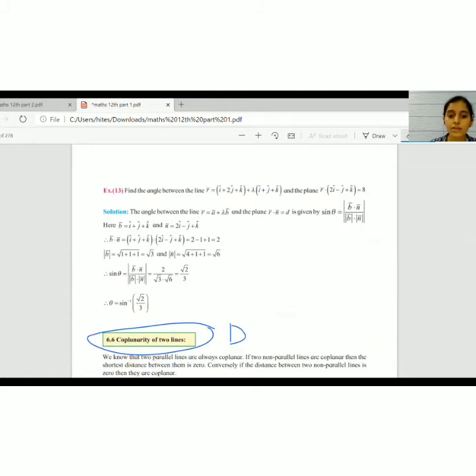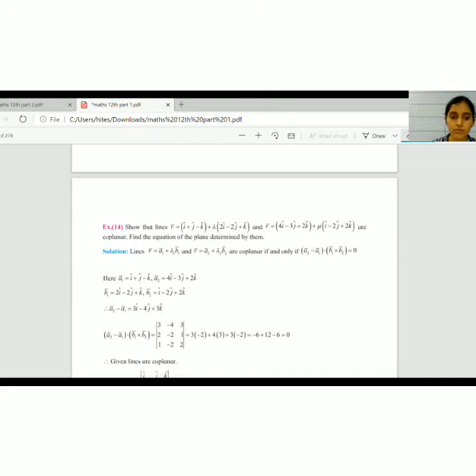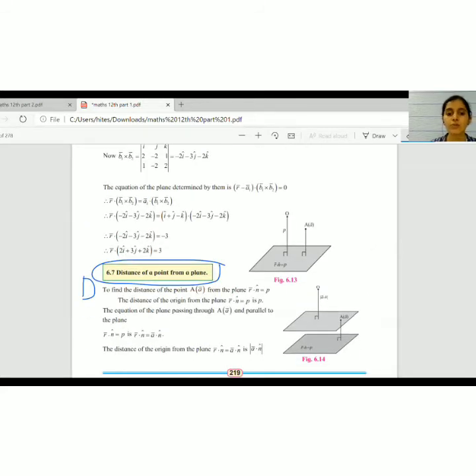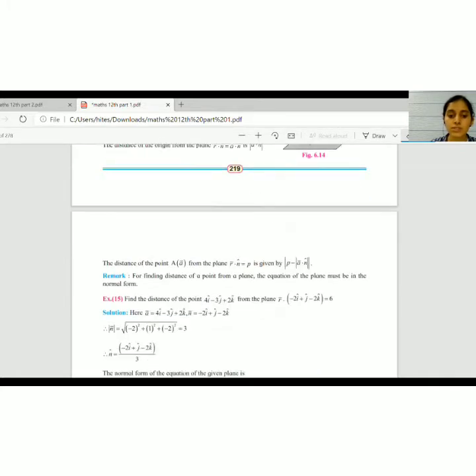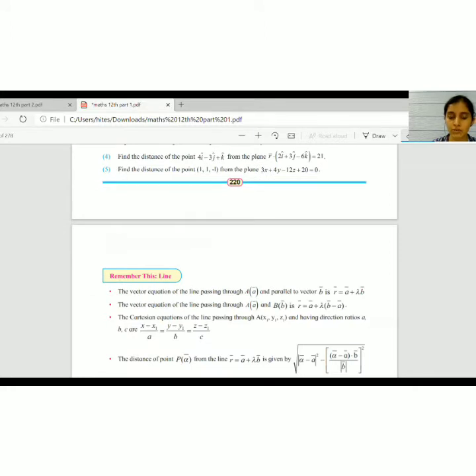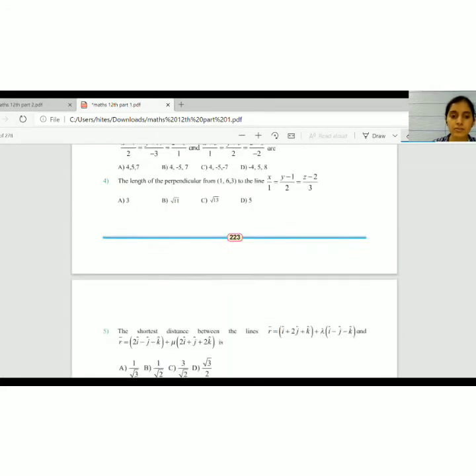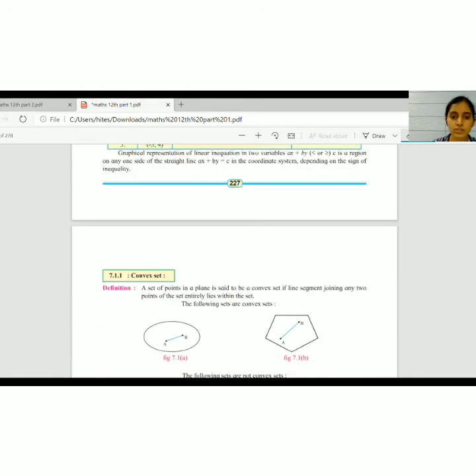Then coplanarity of two lines, the entire topic is excluded from your syllabus, and distance of a point from a plane is also excluded. So basically, any sum that is based on these topics would not be evaluative, okay? So we would only do the basics of each one of them and then move on to the next topic, okay? That is lines and planes. Let's move to the next chapter.